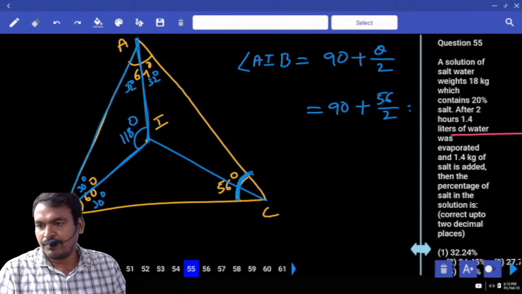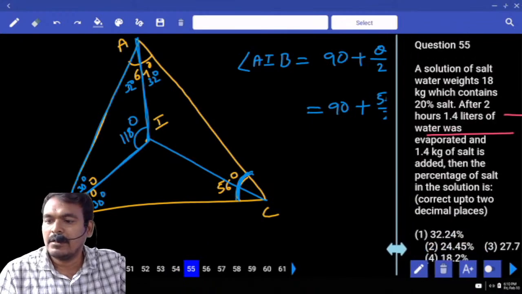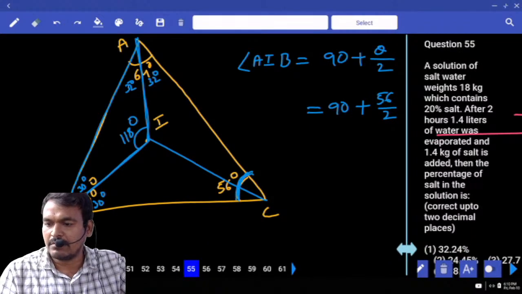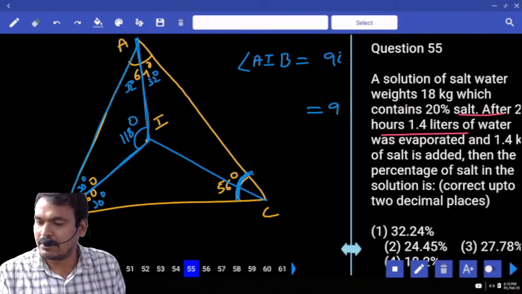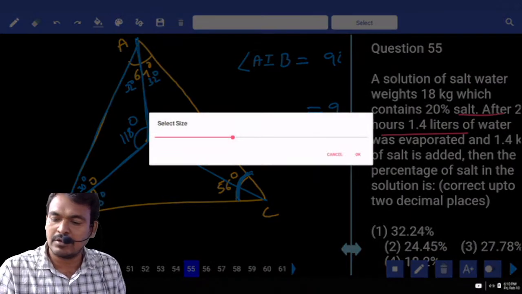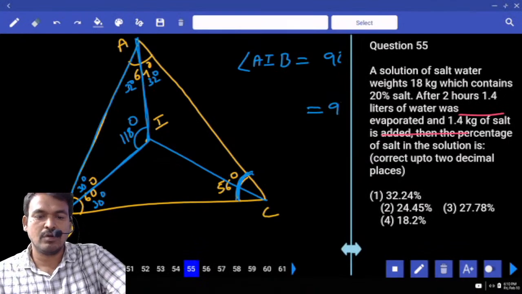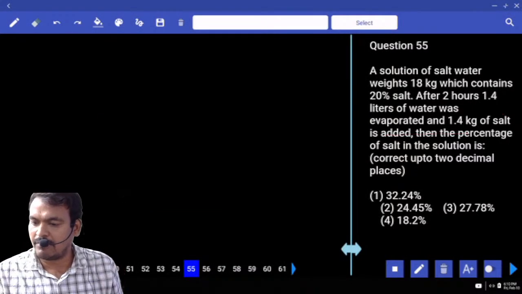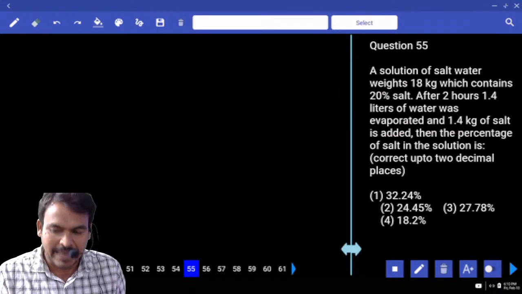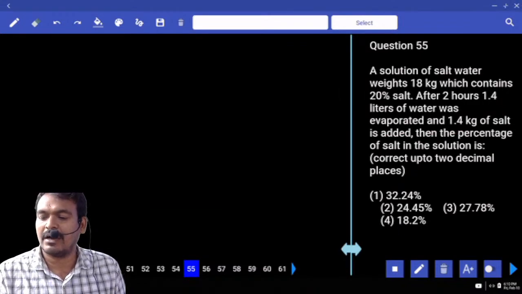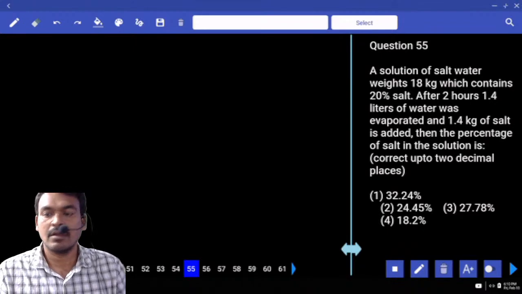Next, question number 55. A solution of salt water weighing 18 kgs contains 20% salt. After 2 hours, 1.4 liters of water was evaporated and 1.4 kgs of salt is added. Then the percentage of salt in the solution is?